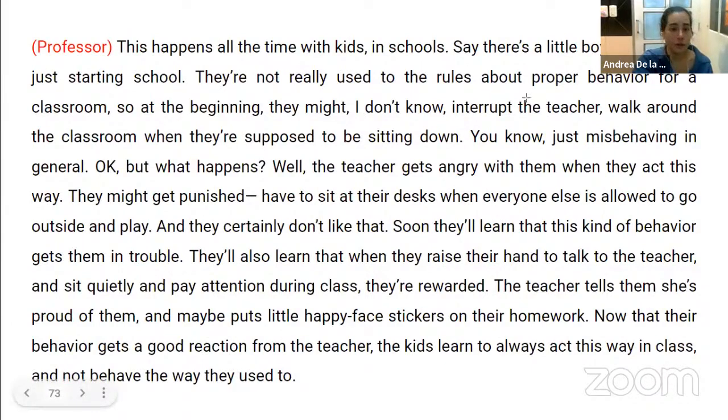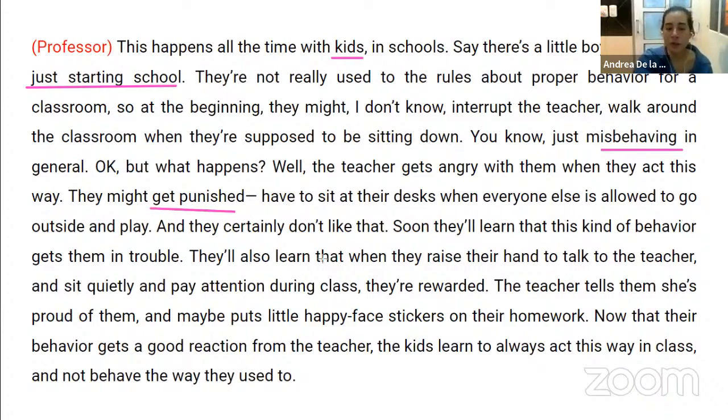Yes, so this is a transcript because you want to take a look at it. Basically, maybe we can underline the most important parts. So when they are starting school, the individuals here are going to be kids in school. When they are starting school, they don't know how to behave, so they misbehave. As a result, they get punished. That's the consequence, so they learn that they don't have to do that.